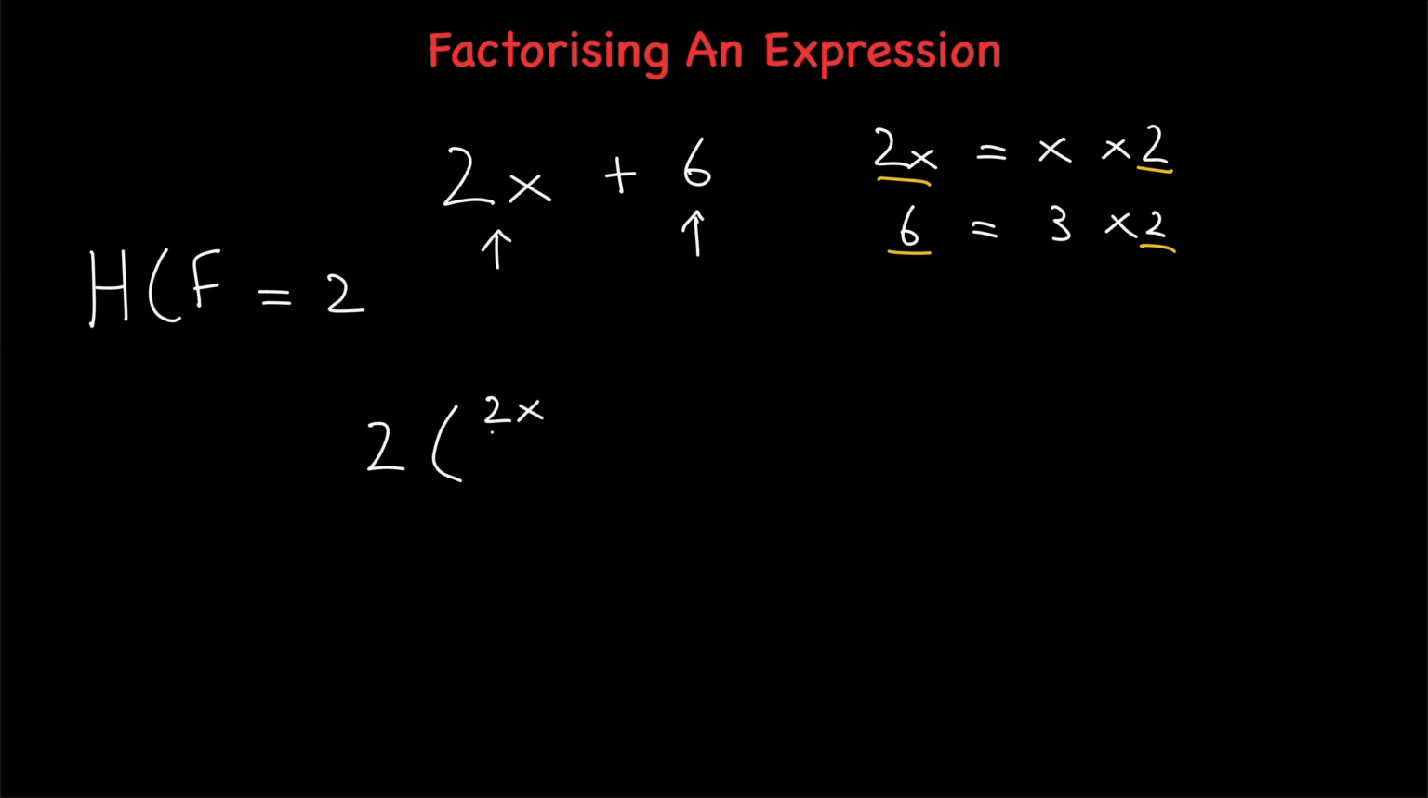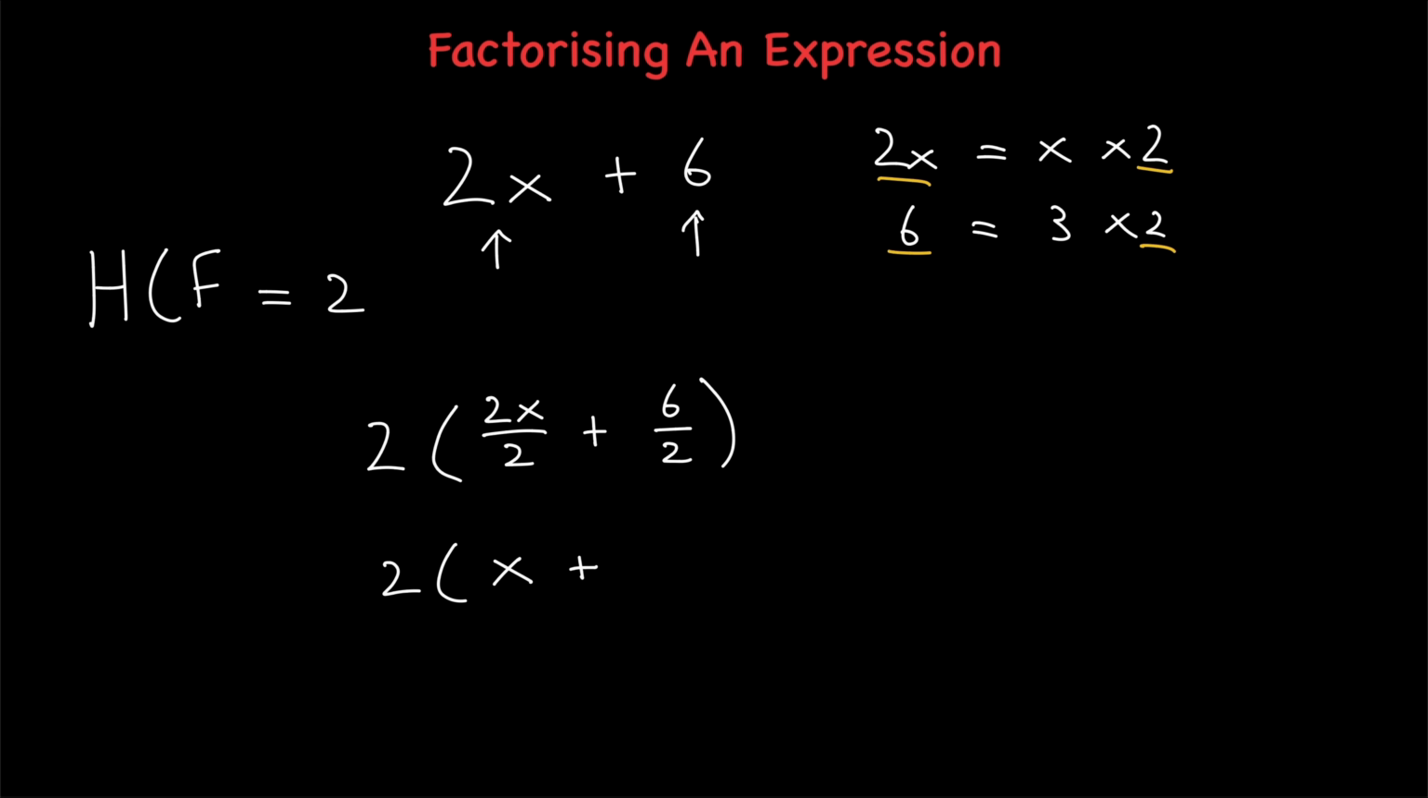And then simplifying, we have the 2 outside the brackets. 2x divided by 2 is just x, plus 6 divided by 2, which is 3. And so this here is the factorized form of the original expression that we started with.